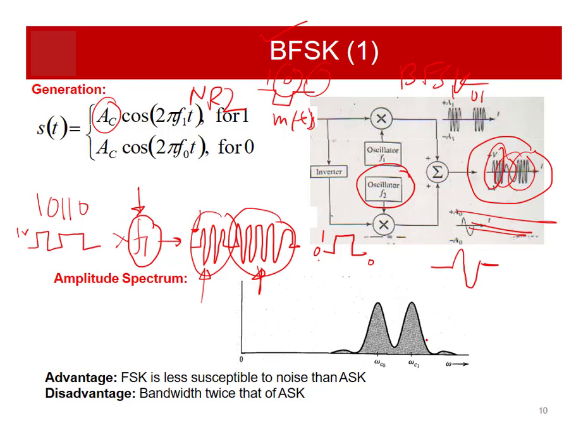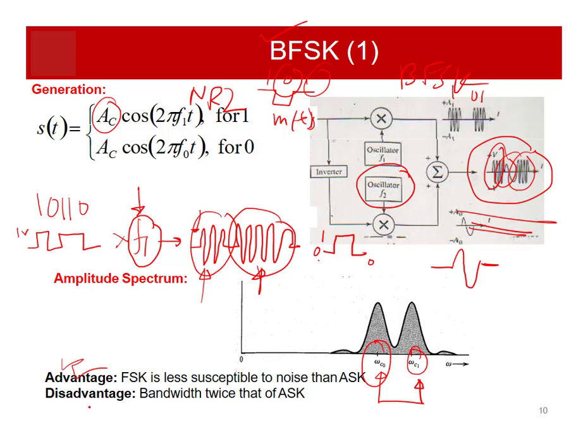So here is the amplitude spectrum. You can see there are two different carrier frequencies because we have two different frequencies. A certain portion of the original spectrum is shifted to the low frequency omega c0, and another portion is transmitted at the high frequency omega c1. The advantage is that FSK is less susceptible to noise. Of course, if I am doing FM or FSK, it is better than ASK in terms of noise performance.